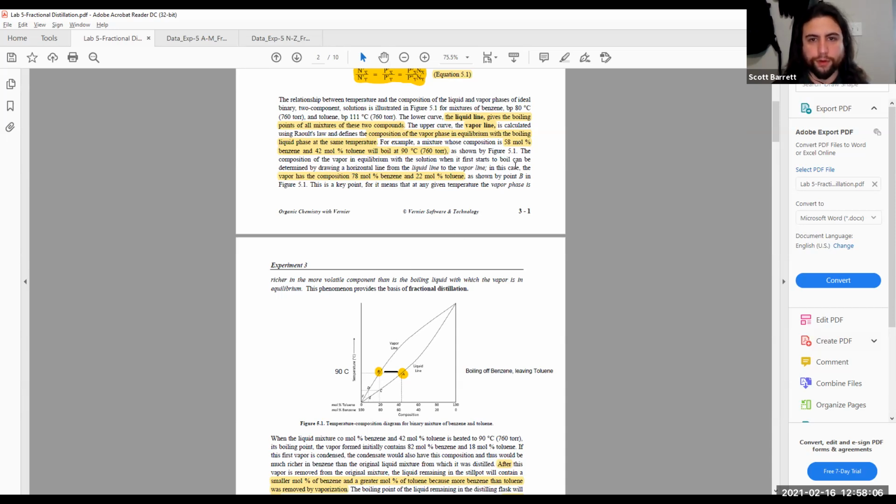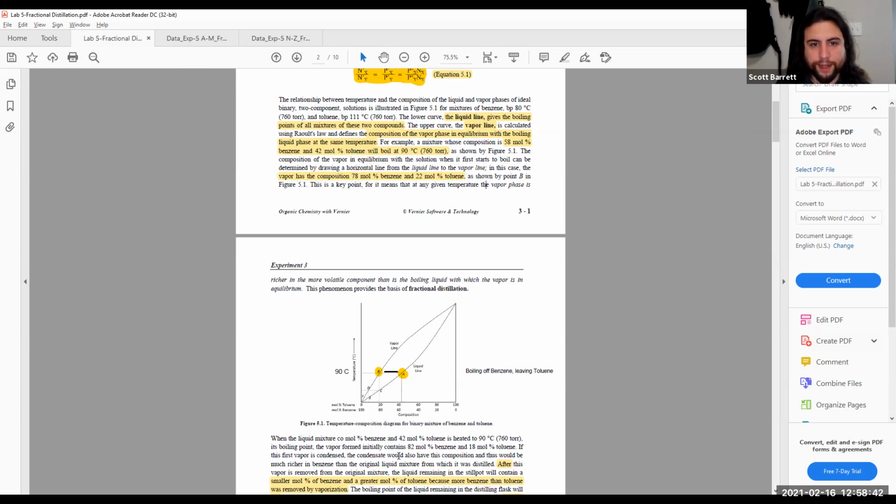So if we read here, we would understand the composition of the vapor in equilibrium with the solution when it first starts to boil can be determined by drawing a horizontal line from the liquid to vapor line. So right here, point A is where we started, 58% benzene, 42% toluene, boiling at point A, 90 degrees Celsius. Then it will come over here and vaporize to point B. And if we look at that, then we would say, wait, it's not at 58% benzene and 42% toluene anymore. It's actually moved over here to a composition of about 78% benzene and 22% toluene.